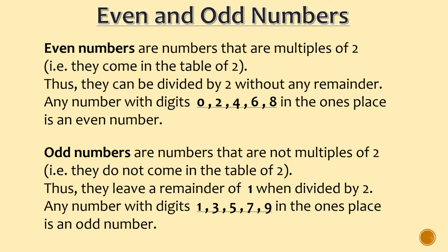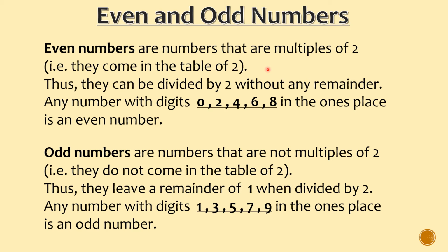Okay. Now, what are even numbers and odd numbers? Even numbers are numbers that are multiples of 2, that is, they come in the table of 2. Any number that is in the table of 2, 2, 4, 6, 8, 12, 14, 16, all these are multiples of 2, right? All these are multiples of 2 because they come in the table of 2.